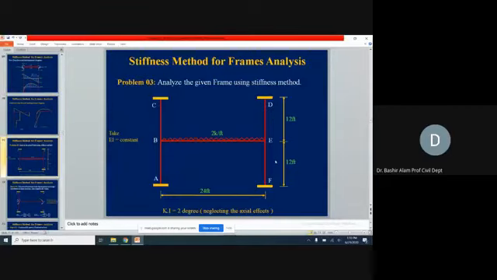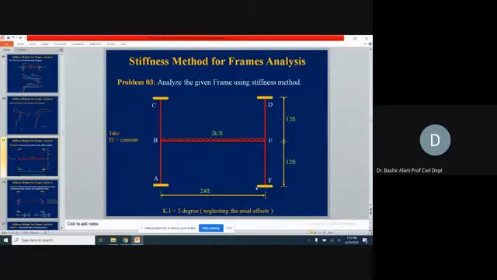Going to the next problem, it's an H-shaped frame now. Leftward, if you see, the columns have designation A, B, C. Rightward from the top, D, E, and F. 12 feet, 12 feet, each column height, and horizontally we have 24 feet.